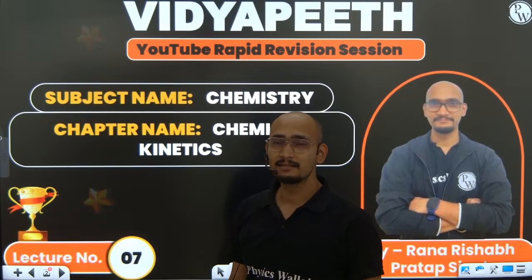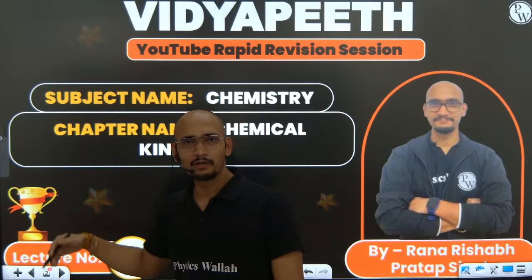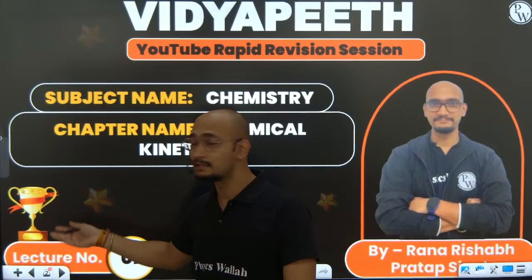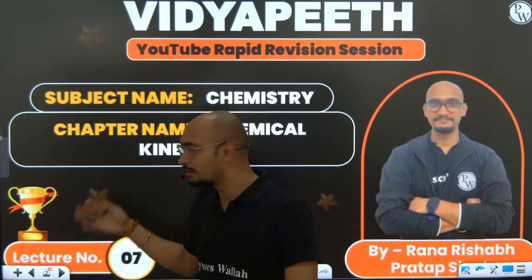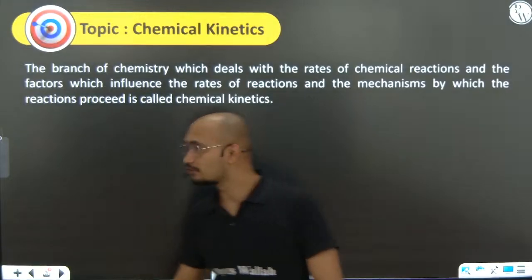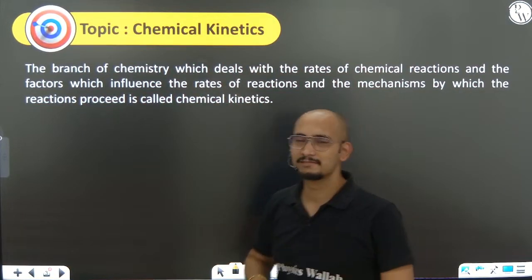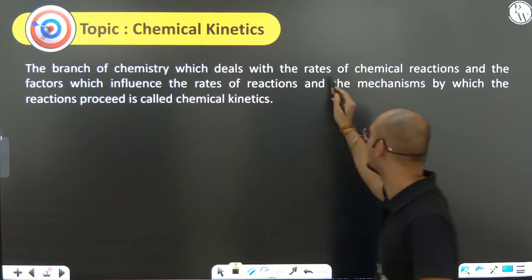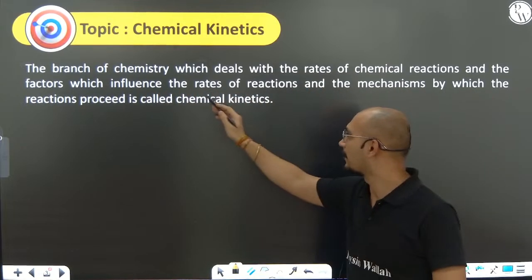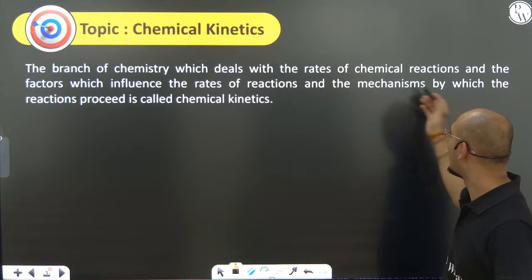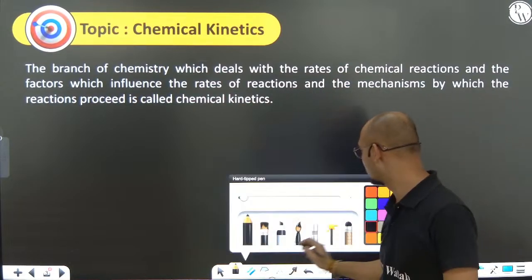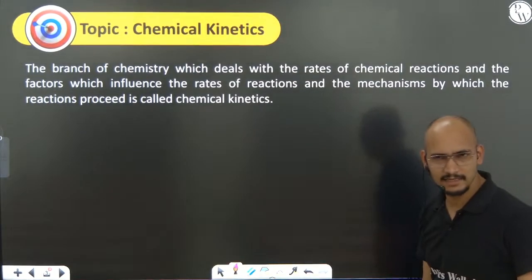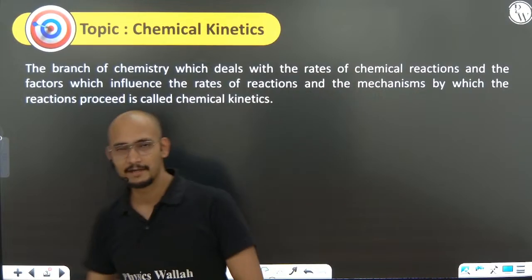Next, how fast or how slow a reaction is going on, or what will be the effect of catalyst and temperature on any reaction. So what is chemical kinetics? We have already studied about it: the branch of chemistry which deals with the rate of chemical reaction, the factors which influence the rate of reaction, and the mechanism by which any reaction proceeds. These are the things that we are going to study in this chapter.